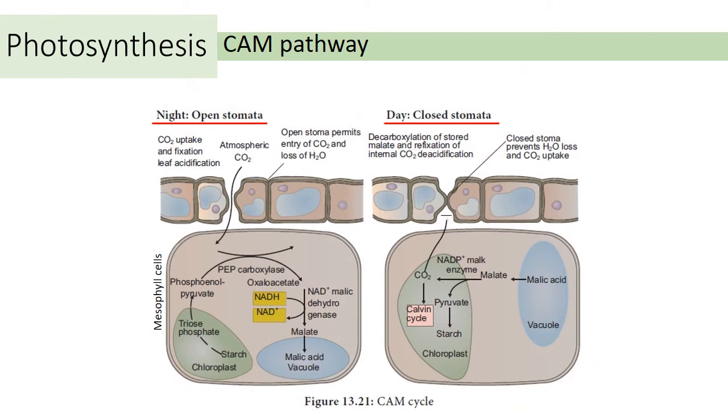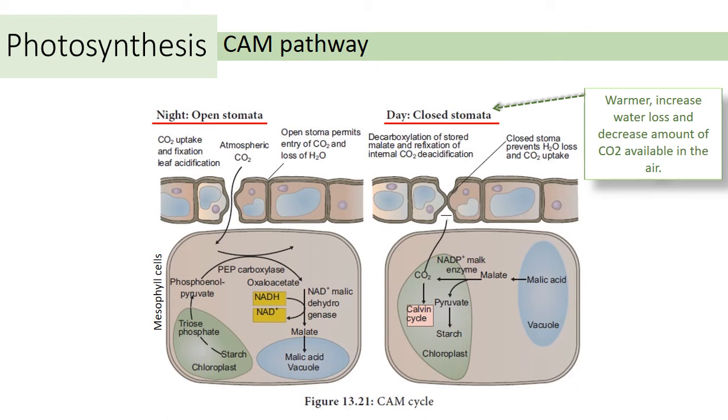The CAM pathway also moves the rubisco away from open stomata. However, it does this differentiation between night and day rather than between mesophyll cells and bundle sheath cells. During the day, it's warmer and the chances of water loss through open stomata is much greater. During the night, it's cooler and there's less chance of water loss.